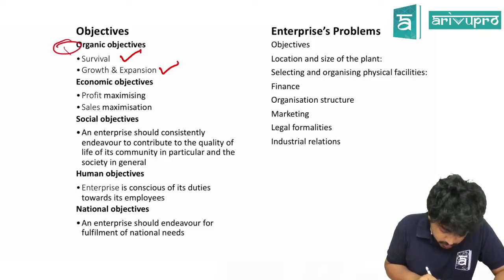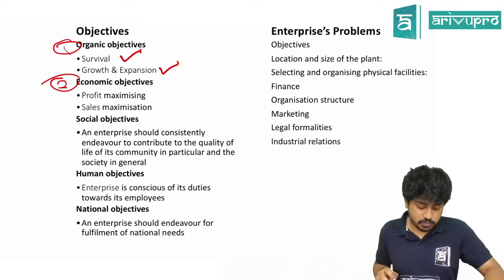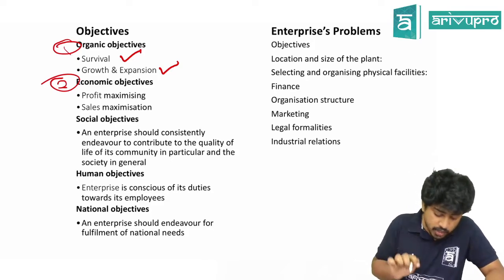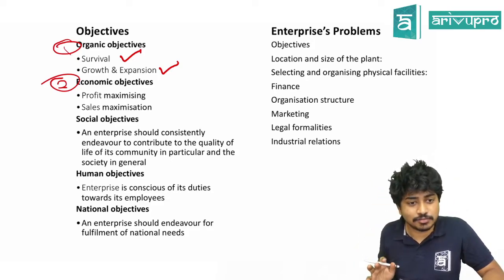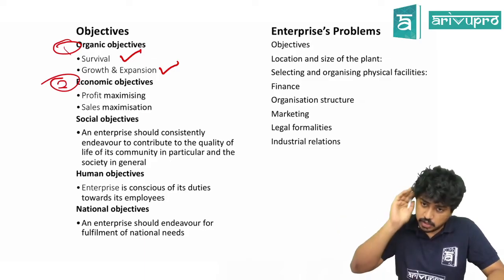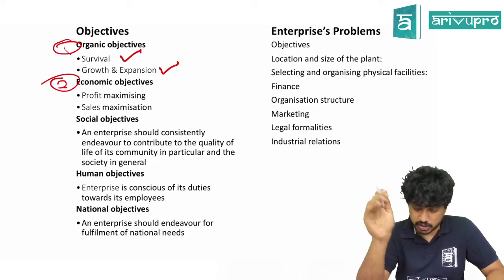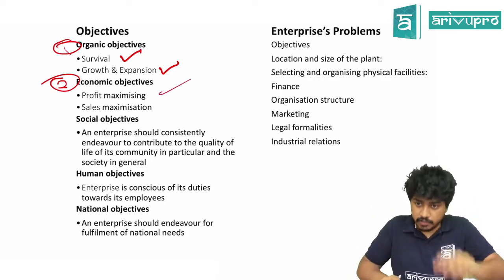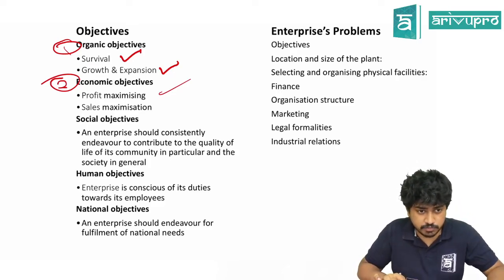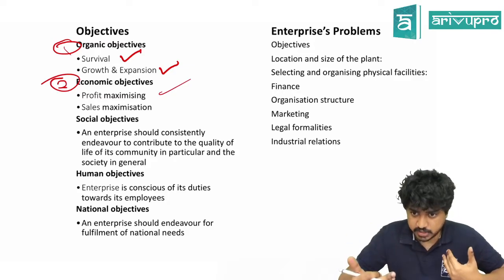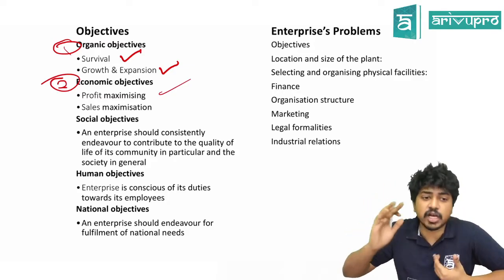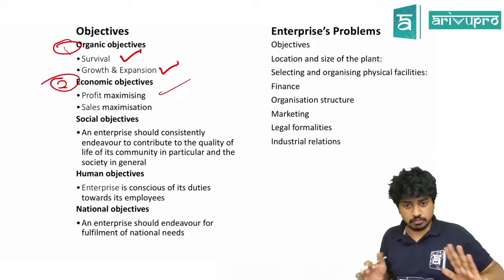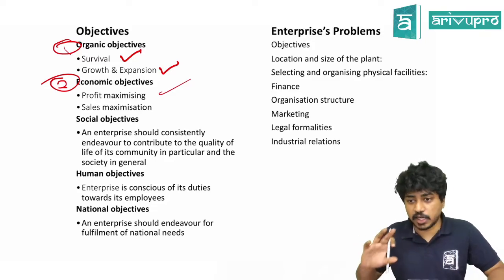So this is one objective. The second objective is called the economic objective. There can be two types of economic objectives. One is profit maximization. In economics, the enterprise objective we always look at is the profit maximization objective only. We will not consider any other objective in economics. When we decide on business strategies or economic terms, everywhere we assume profit maximization only, unless it is specified otherwise.